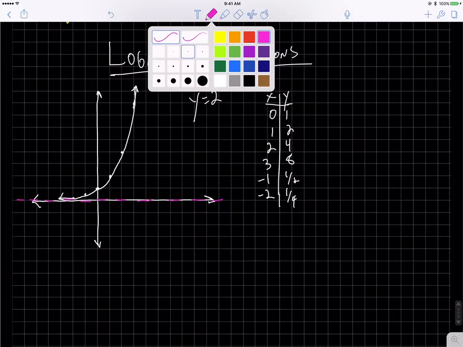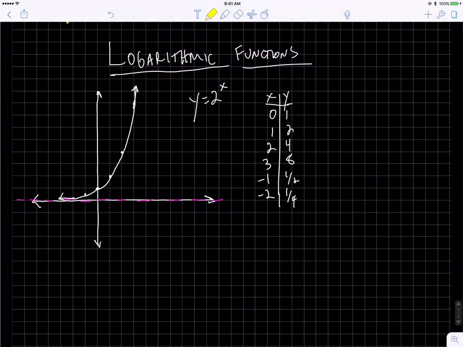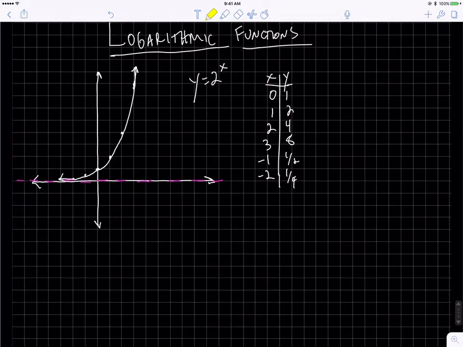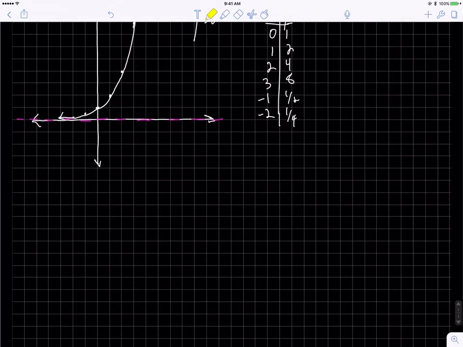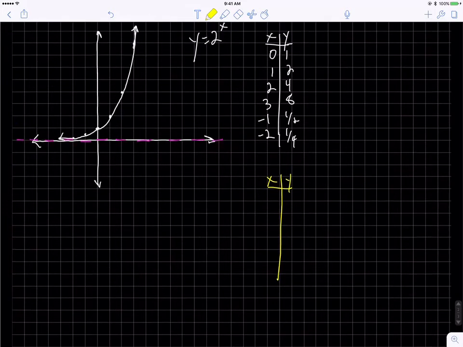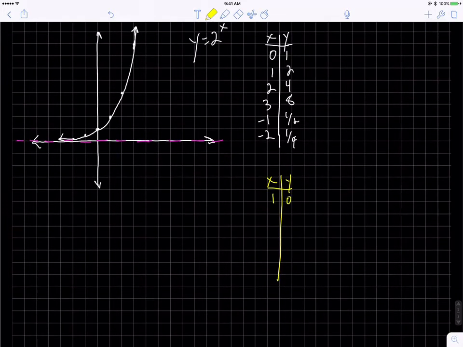What's interesting to note about them is that they're functions, so they pass the vertical line test, but these exponential functions also pass the horizontal line test, which means their inverse is also a function. So since we're studying functions, let's go ahead and study the inverse. So how do we build the inverse? We should flip the x and the y values. Let's start there.